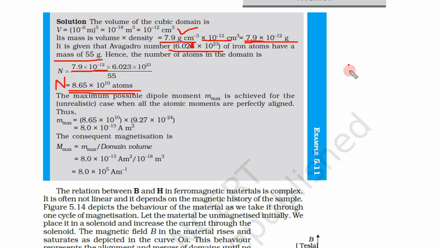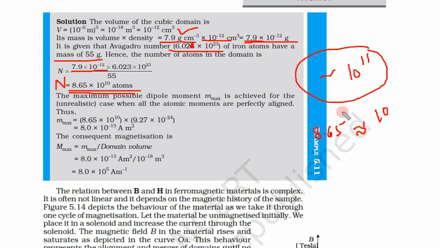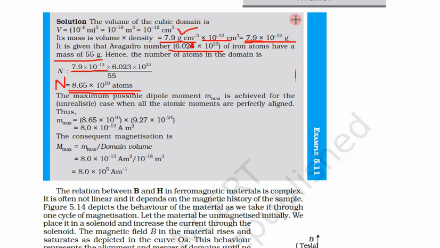If you remember, we have already discussed that there are about 10 to the power 11 atoms in a domain. And how many atoms are we getting here? 8.65. 8.65 can be approximated as 10, 8.65 is nearly equal to 10. So 10 into 10 to power 10, that is 10 to power 11. So this theory is correct, that in a single domain there are about 10 to power 11 atoms. So we get 10 to power 10 or about 10 to power 11 atoms per domain.